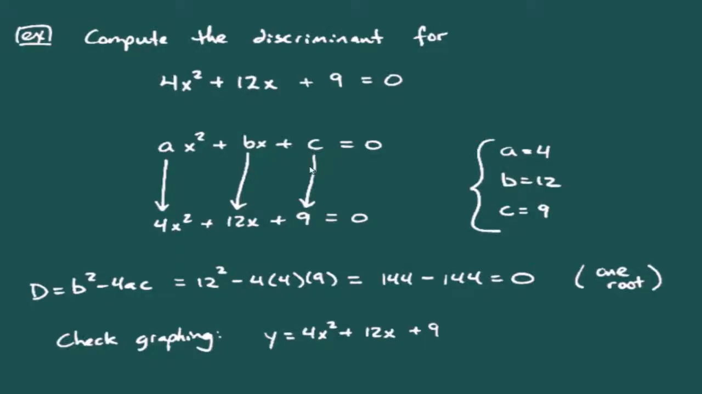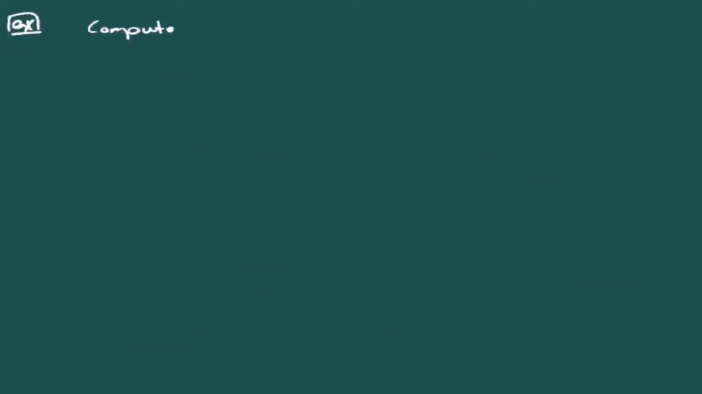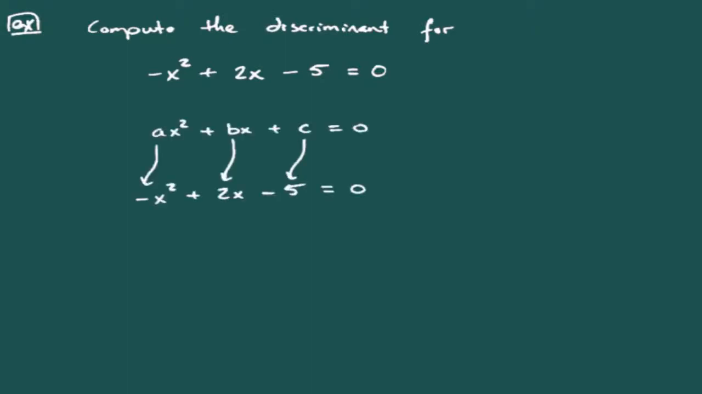And so kind of a last example, we can come over and compute the discriminant for an equation, negative x squared plus 2x minus 5 is going to be equal to 0. So one more time, we need to identify exactly what our coefficients are. So a, b, and c. Well, a is multiplying x squared, so a is going to be negative 1. B is multiplying x, so b is going to be 2, and c is going to be negative 5.